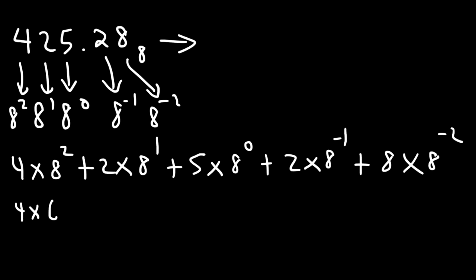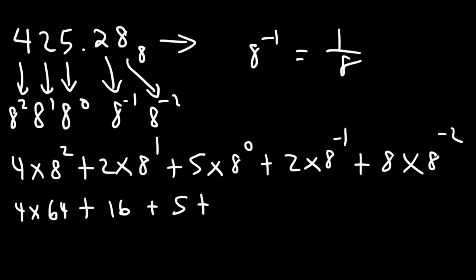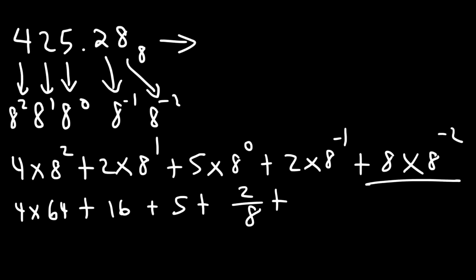Now we know that 8 squared is 64, and 2 times 8 is 16, and 8 to the 0 is 1, 5 times 1 is 5. Now what about 2 times 8 to the minus 1? 8 to the negative 1 is the same as 1 over 8, and so therefore this expression becomes 2 times 1 over 8, or we could say it's basically 2 divided by 8. Now for this expression, 8 to the negative 2 is 1 over 8 squared. And so what we have is 8 divided by 8 squared, which I'll write here.